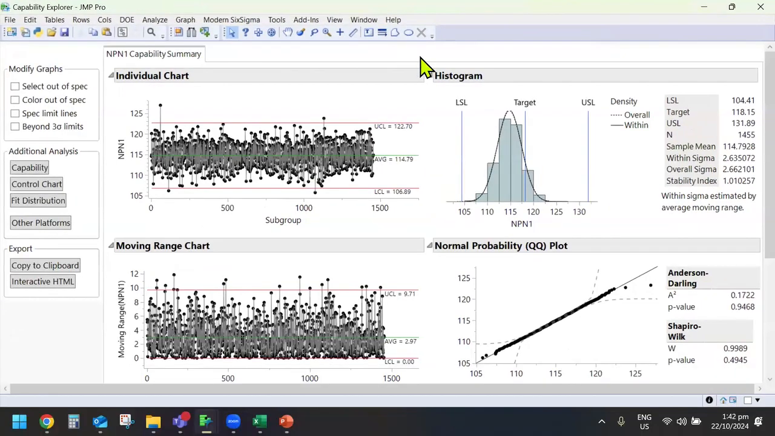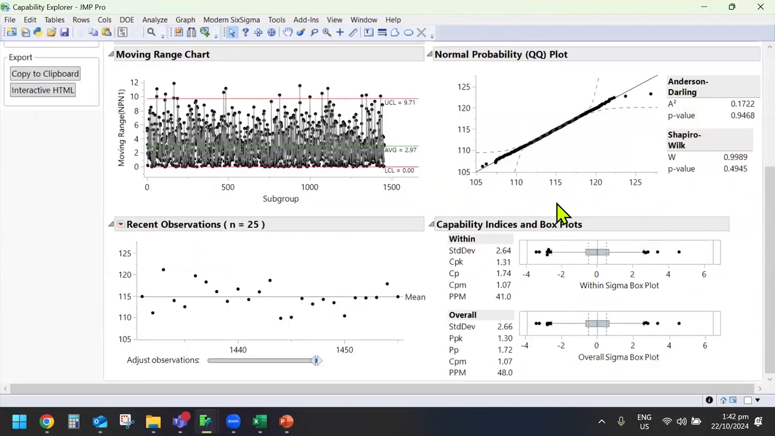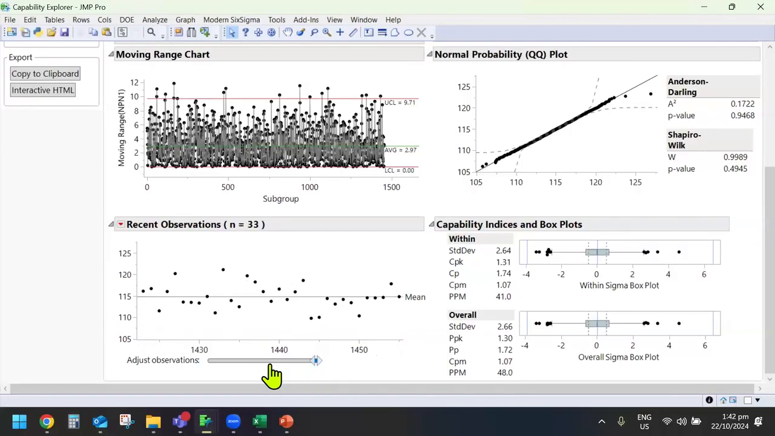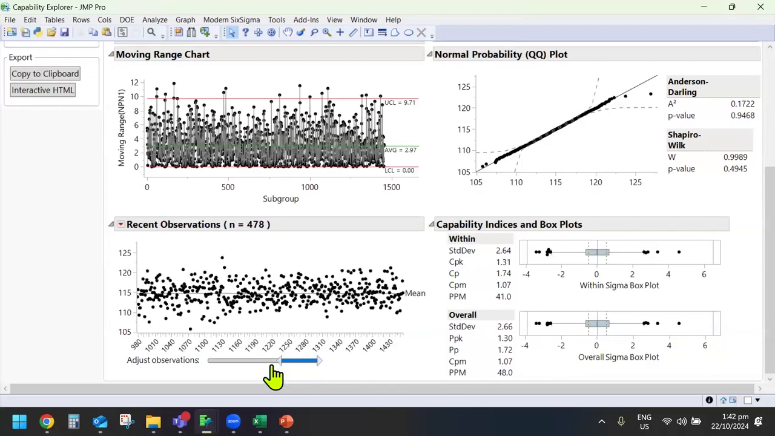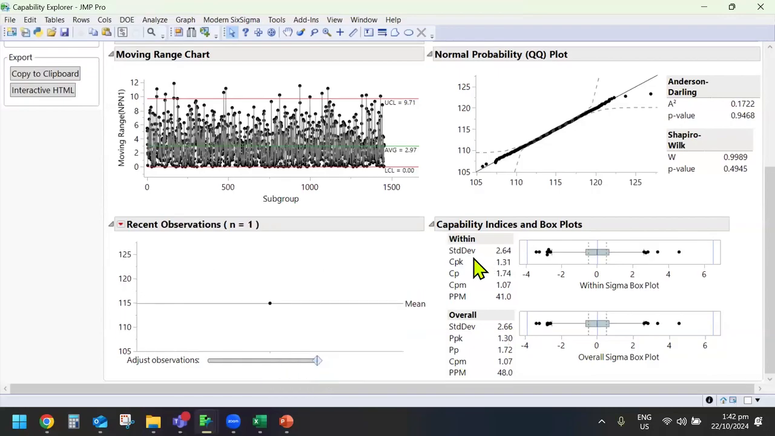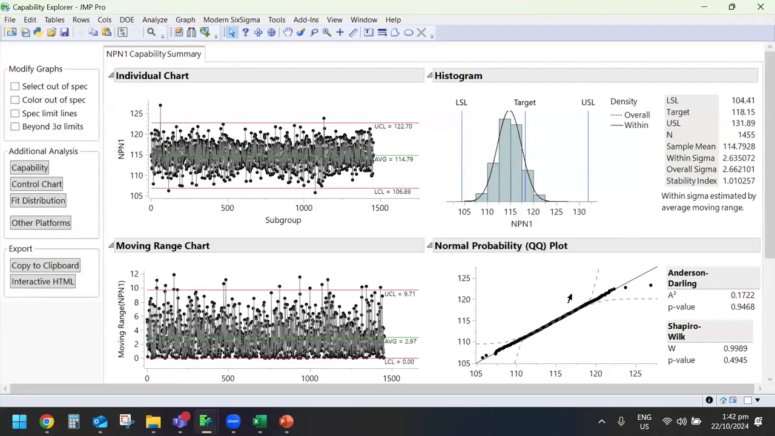Then why is it called six pack? My understanding is it just gives you six pictures. The first one is the individual chart. The second one is a moving range chart, then the histogram, the QQ plot, the box plot, and also observations for the last 25. In JMP, this Explorer lets you freely change your observations. You want to see the last how many, just feel free to change.